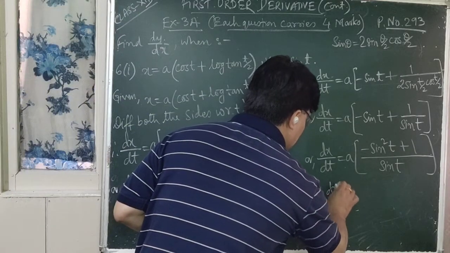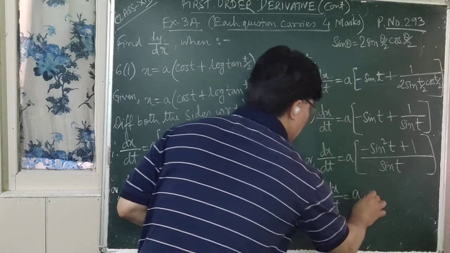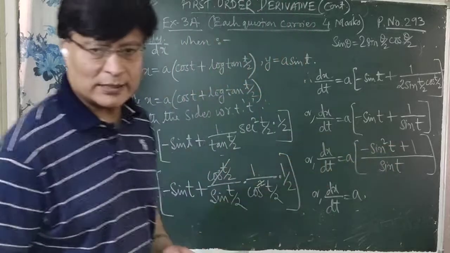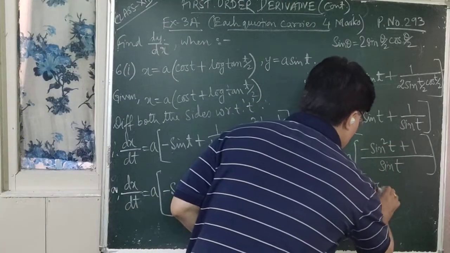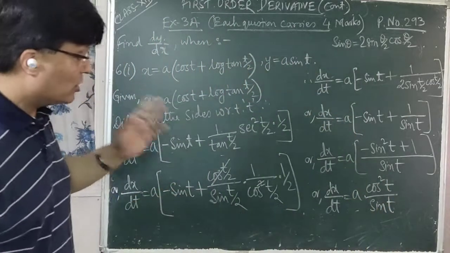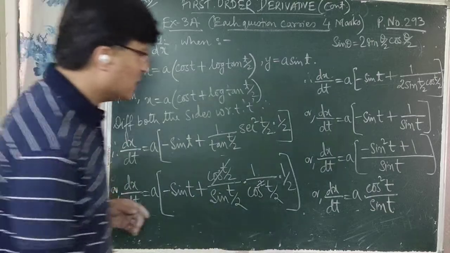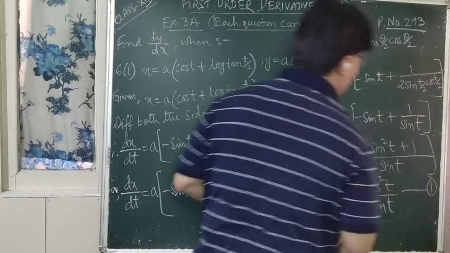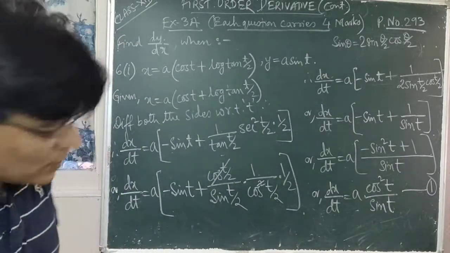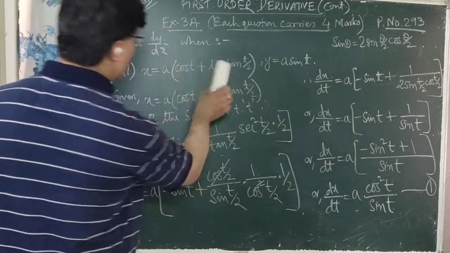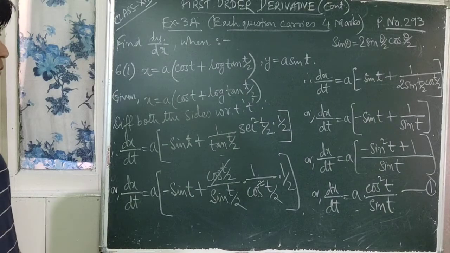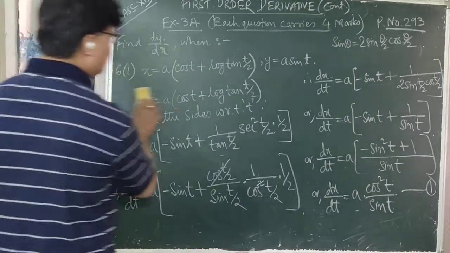So dx/dt is equal to a into, now in the numerator you can write, actually it is 1 minus sin square t. What is 1 minus sin square t? It is cos square t divided by sin t. So this is the simplified value of dx/dt. This is your number 1, but that is not the answer because you have to get the value for dy/dx, okay? Now this first function was differentiated and we got dx/dt is equal to a into cos square t divided by sin t, okay?